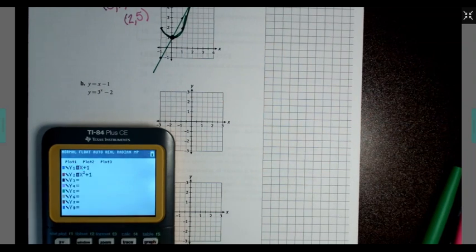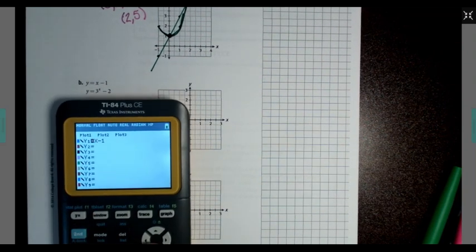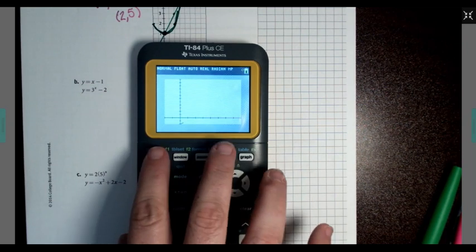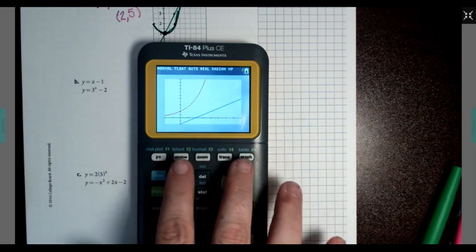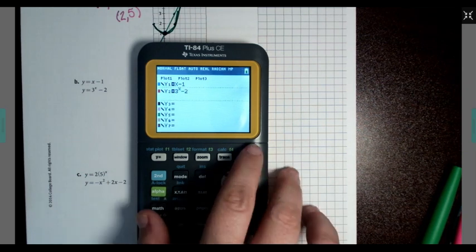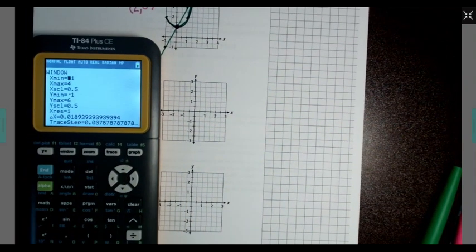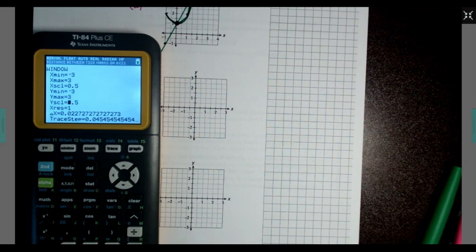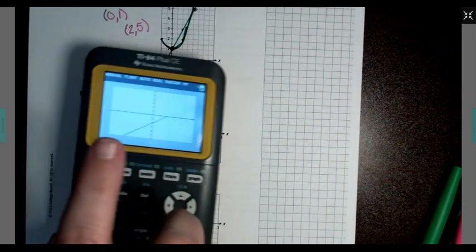I have x minus 1. So again, we're going to clear these out. I'm going to go x minus 1. Then we go down, and I want to do 3 to the x power. Oh, no. Gotta let it graph now. Sorry, this should say 3x minus 2. All right, and we want to change our window. So we want to go from -3 to +3 on both the x and the y, counting by 0.5s. And we're going to graph now.